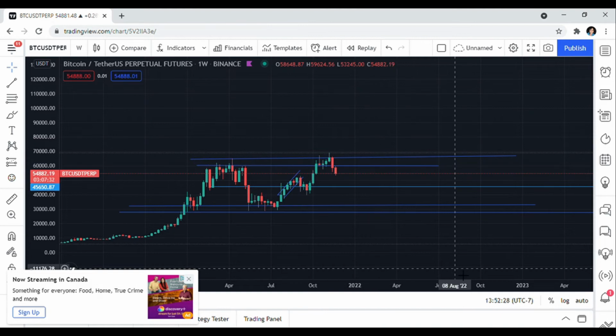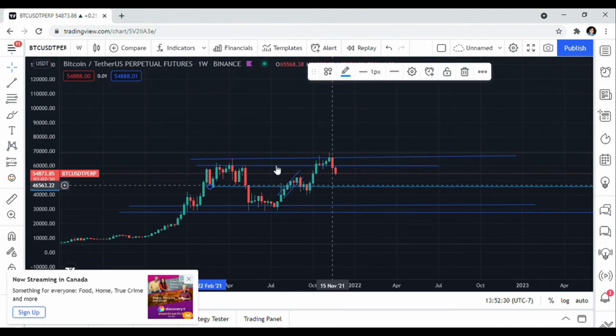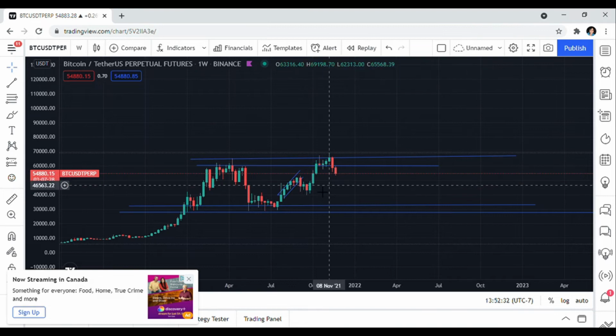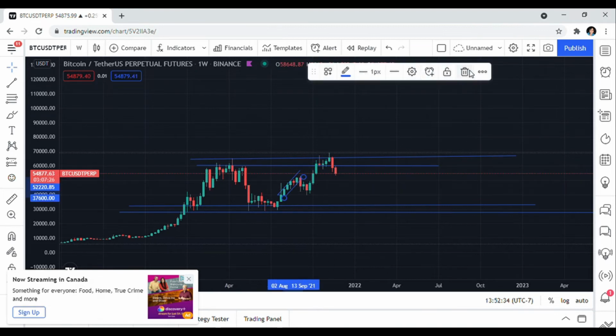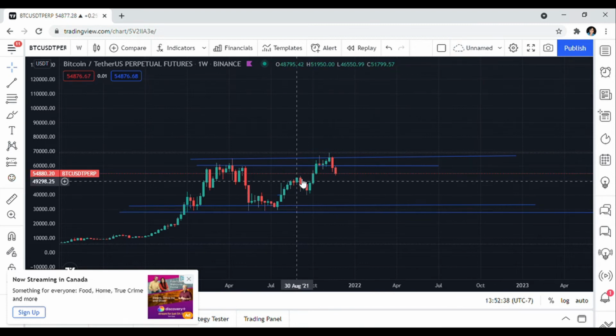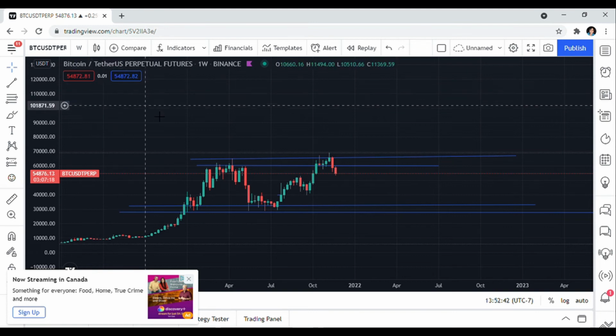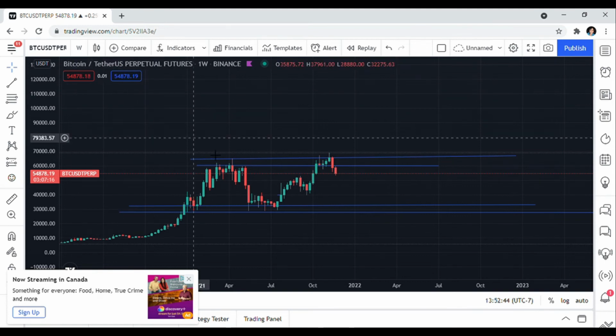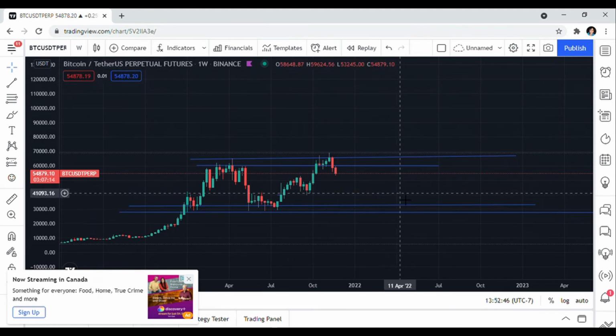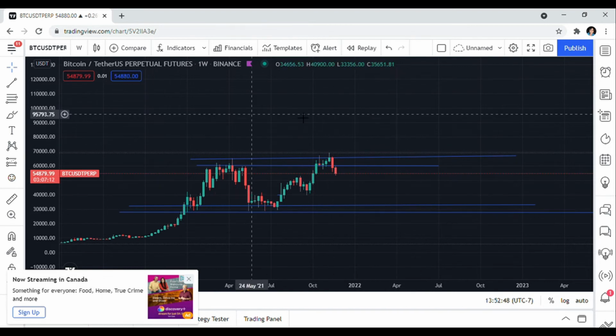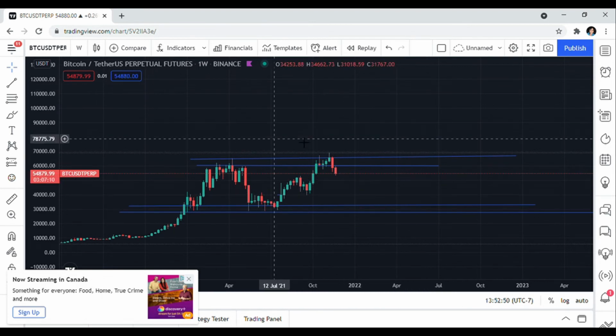Now, this is the support and resistance line that I have drawn on the weekly time frame. Now remember what I told you. When you draw your support and resistance line, if you're trading based on the smaller time frame, you want to always keep in mind what the support and resistance line is on the bigger time frame. So this is the bigger time frame support and resistance line that I've drawn.